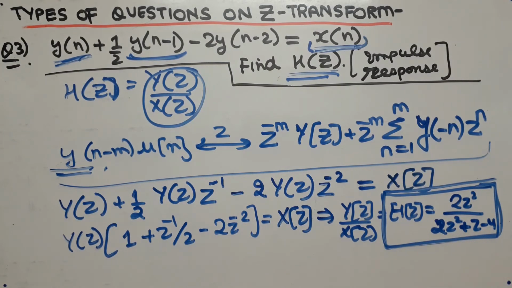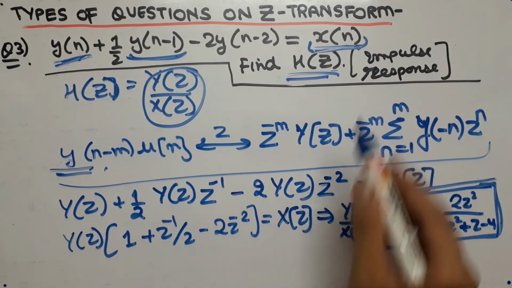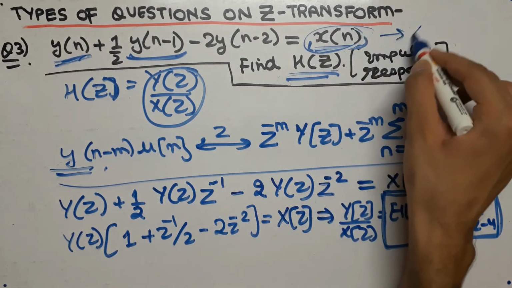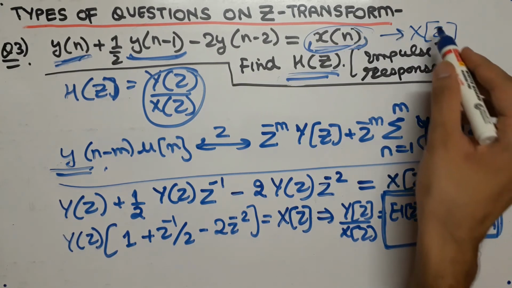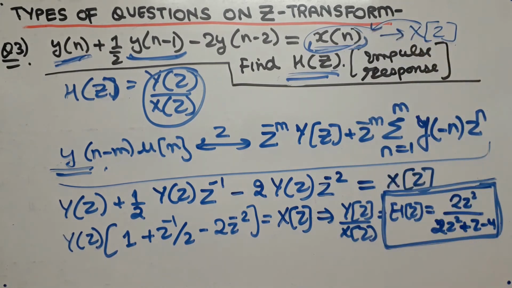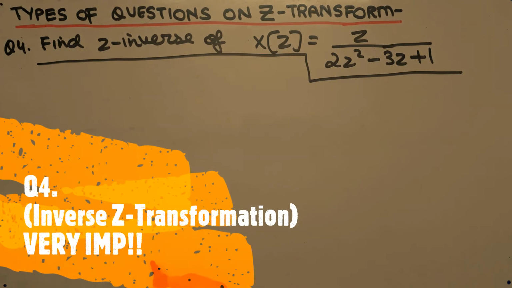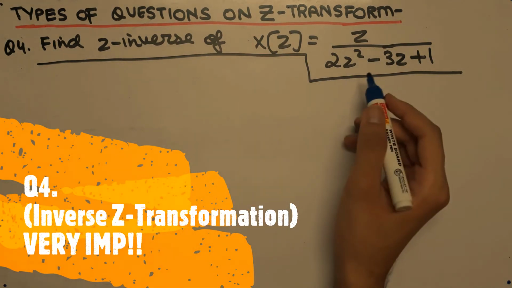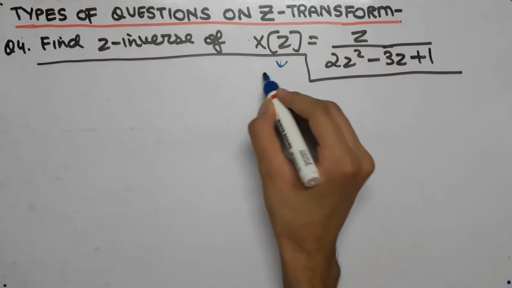Now guys, we are going to do a fourth question, that is the last question, in which we are going to do inverse z transformation. That is, we will convert now from xz to xn, and in the previous questions we had converted from xn to xz. Now we are going to do the reverse. Now guys, in question number 4 we have to find the z inverse of this. That is, we have to convert xz into xn.